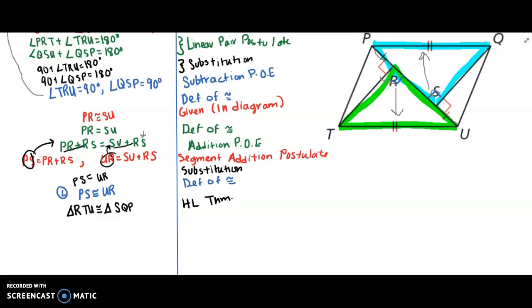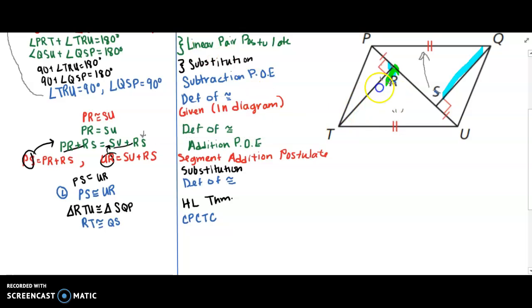Okay, so if these two triangles are congruent, I'm going to erase some of it, but not all. That means that RT is congruent to QS by the CPCTC. Corresponding parts of congruent triangles are congruent. Okay, so I'm going to erase the rest of this.